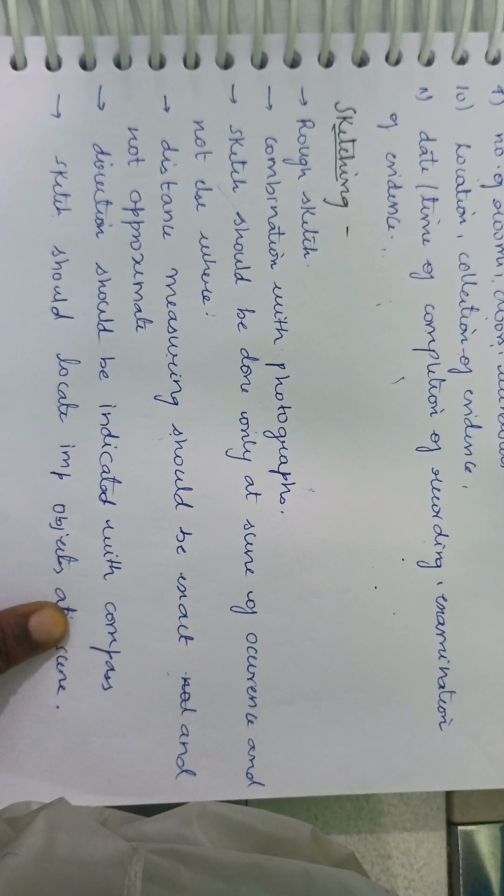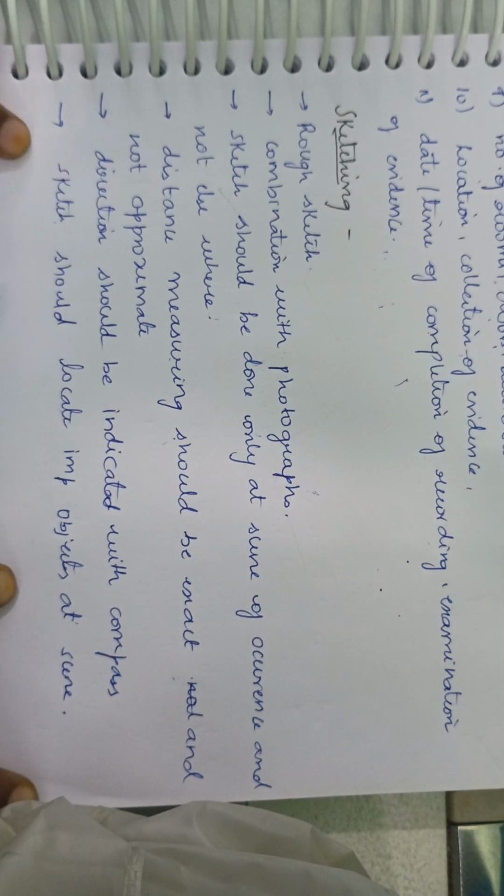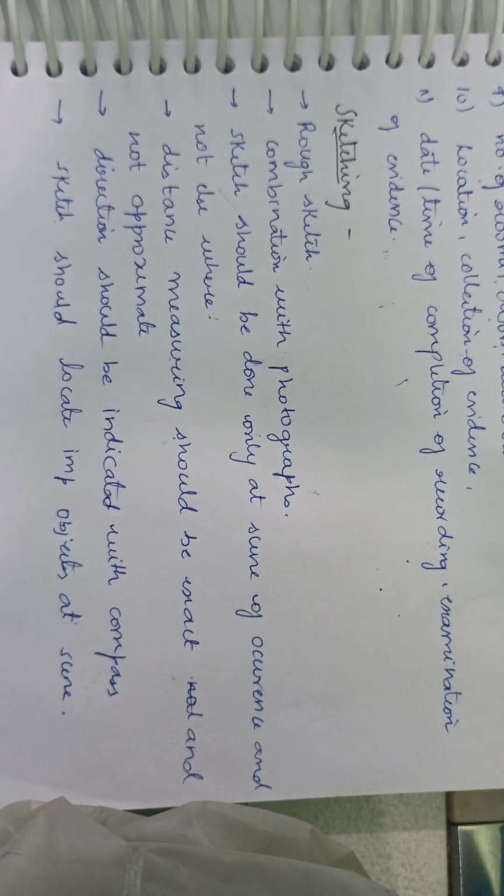What do we mean by important objects? It means the evidences themselves. If you're taking an indoor crime, say a house robbery, then important objects would be, for example, the table where the hair had fallen or something like that. So the sketch should locate important objects at the scene.